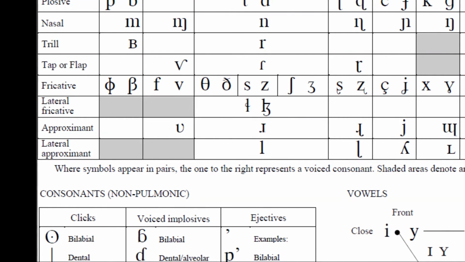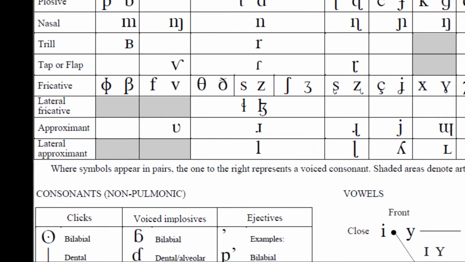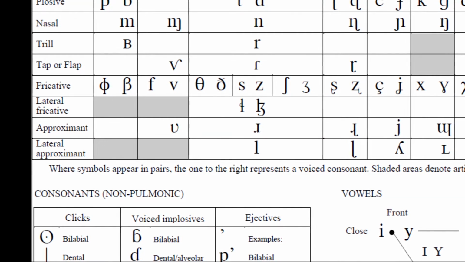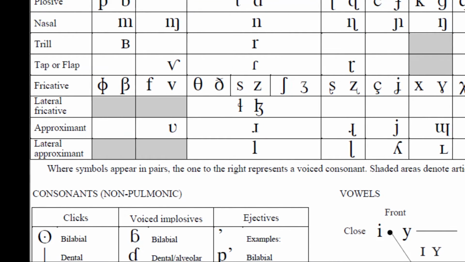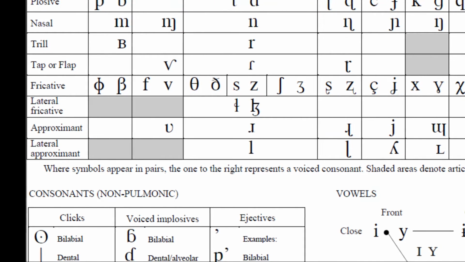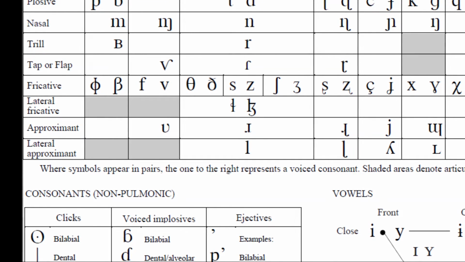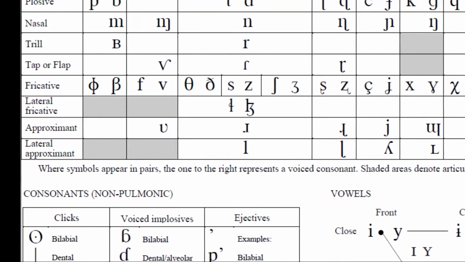So here we have the wonderful IPA chart. I live by the IPA chart, I swear by it. And other linguists should too. The IPA chart is an amazing thing, and we're going to get into phonetics. We're going to get into the phonology of Anglo-Saxon. We're going to look at it, understand it, pronounce it properly.